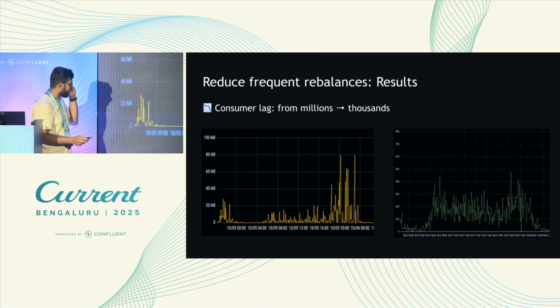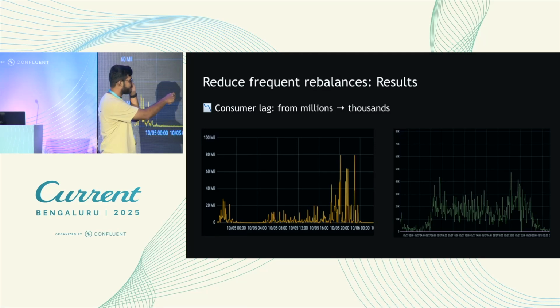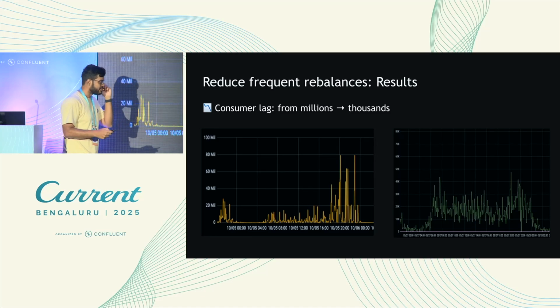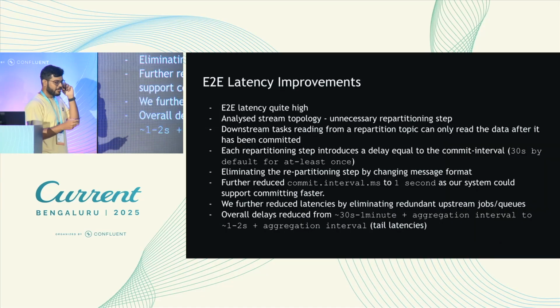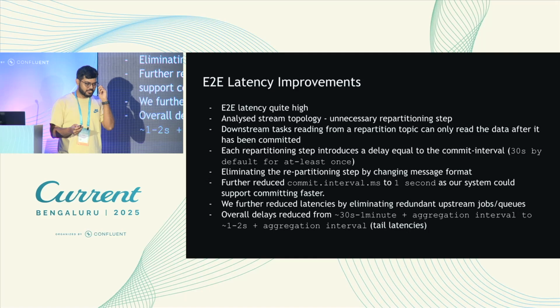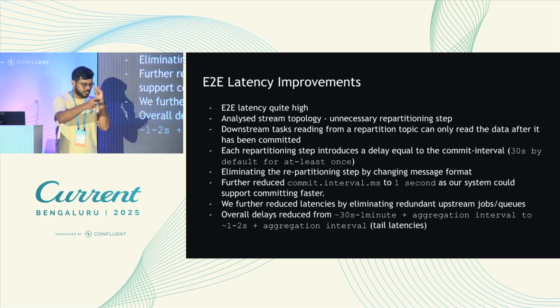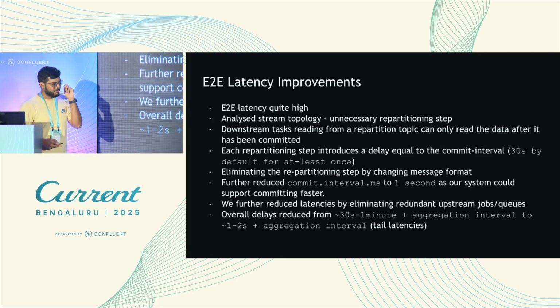So this is the graph. You can see earlier we had 20 million, 30 million lag. And now we have 20, 30K at peak, which is again the same exact throughput, which is a very good change. And apart from that, we also did a few more improvements. We improved the end-to-end latency for our framework. It was something around 30 seconds to 1 minute plus the aggregation interval, and we brought it down to something like 1 to 2 seconds. And that was mostly due to one mistake that we made initially when we built it.